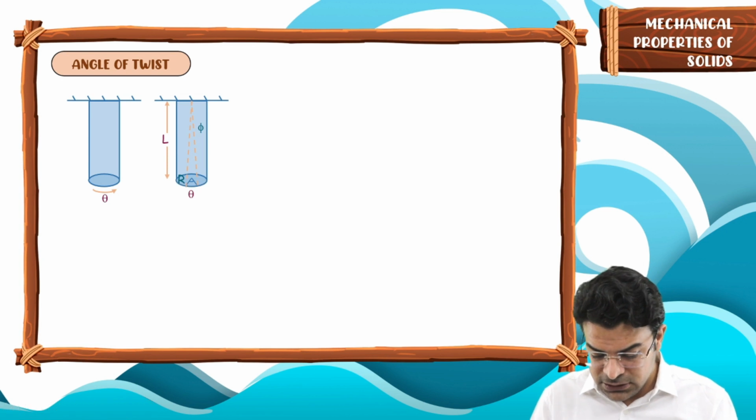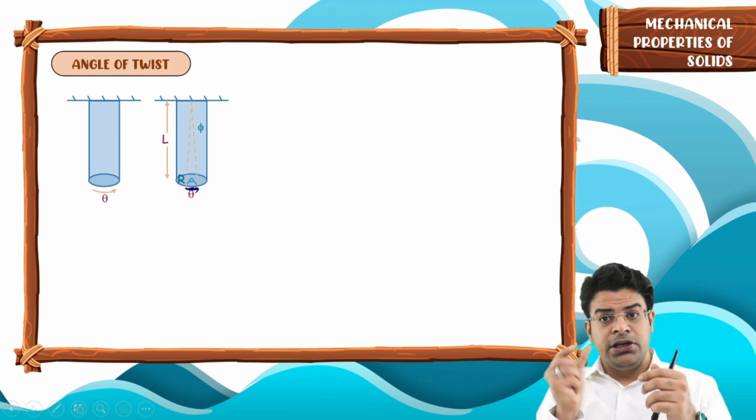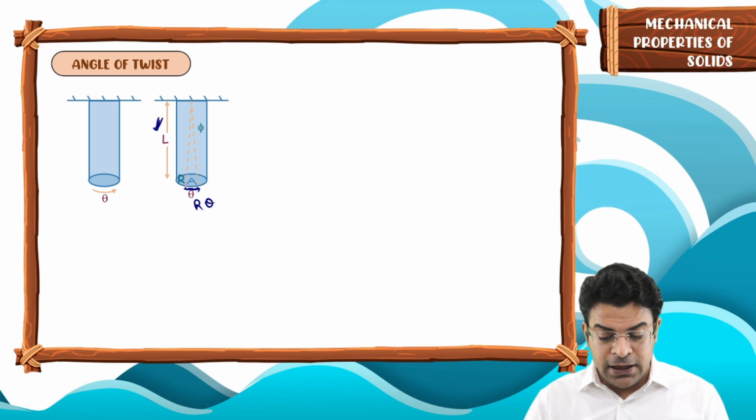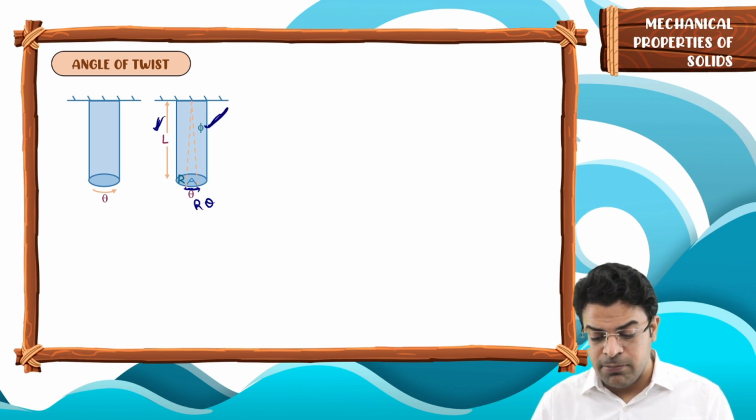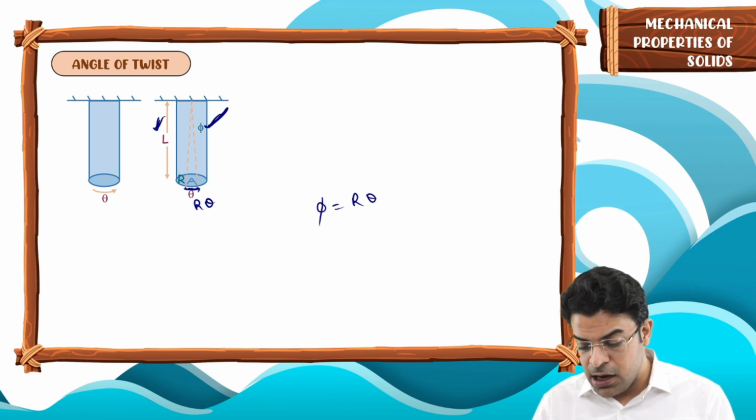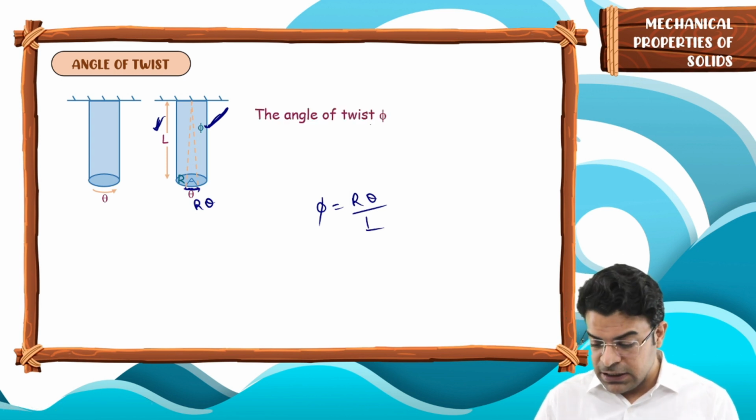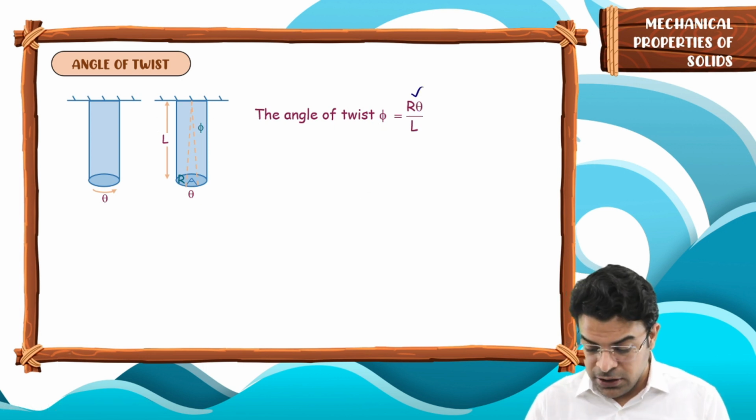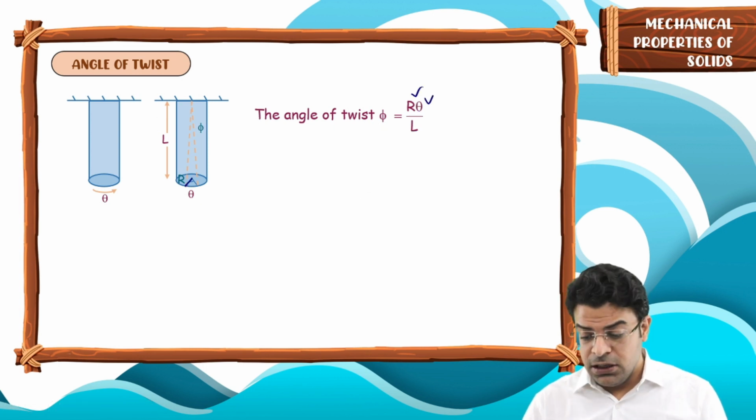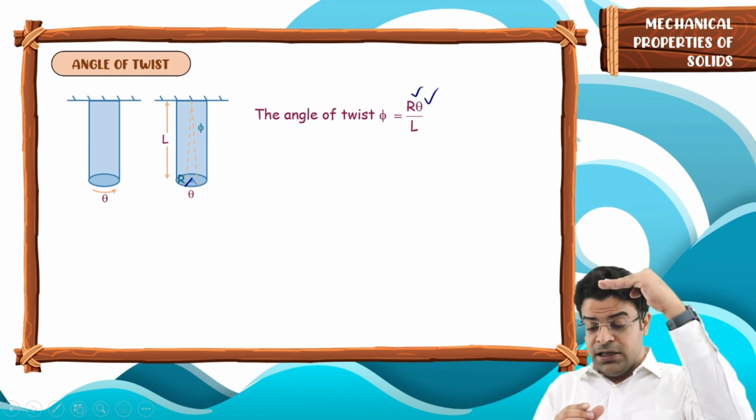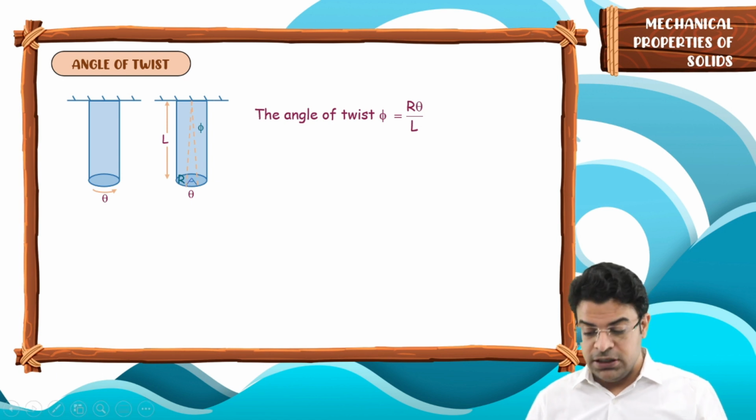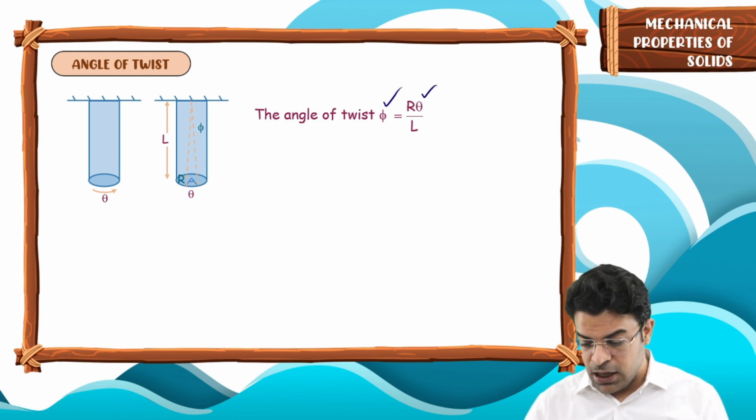So visualize this. The lowest layer is turned by angle theta. So the points on the perimeter will move a distance equal to r theta. And if the length of the wire is L, then the angle of twist represented by phi can be written as r theta by L. So we say the angle of twist phi will be nothing but r theta by L. What is r? The radius of the wire. What is theta? The angle by which the lowest layer is turned. What is L? The separation between the top layer and the lowest layer. So the angle of twist phi equals r theta by L.